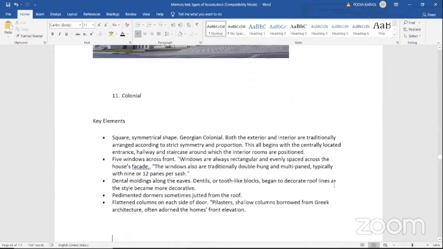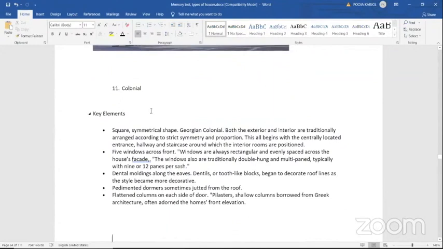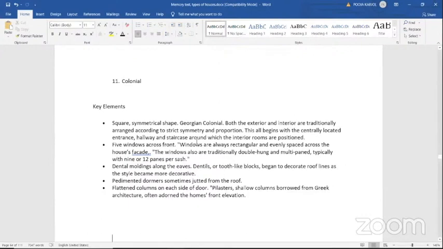Colonial. There are Georgian colonial, Italian colonial. It goes on with the place it is used in. Both exterior and interior are traditionally arranged according to strict symmetry. Which other architectural style had strict symmetry? We just saw. Georgian.